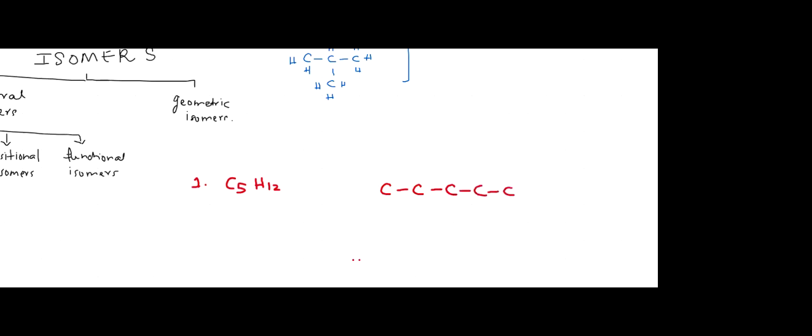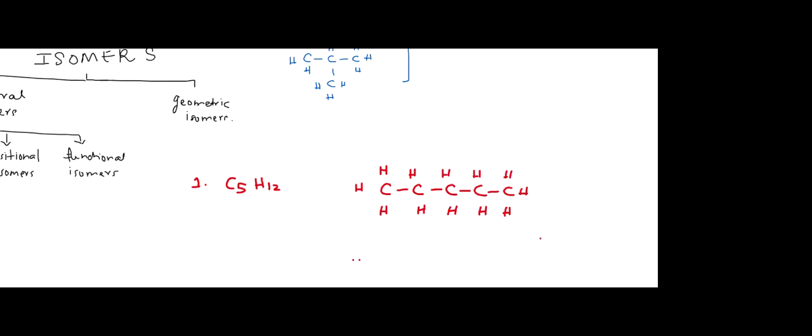Then we add the 12 hydrogens: 1, 2, 3, 4, 5, 6, 7, 8, 9, 10, 11, 12. This is the first option that you will always have. This is the first isomer that you can draw for every molecule. Just draw it like a straight chain.